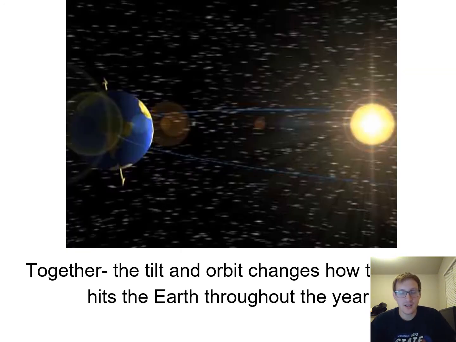This slide is just to remind you that there are other videos that I want you to watch, quick YouTube videos that have already been made. They're in the same channel as this one. Make sure you watch through those. Together the tilt and the orbit change how the sun hits the Earth throughout the year, and that video, I think it's like 30 seconds, shows a very good simulation of how that works. So make sure you check that out.